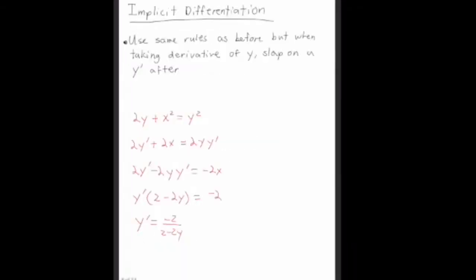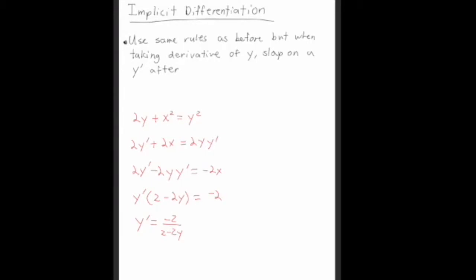With implicit differentiation, you use the same rules as before for normal differentiation, but when you take a derivative of y, you want to slap on a dy dx or y prime right after. For example, you have an equation 2y plus x squared is equal to y squared.